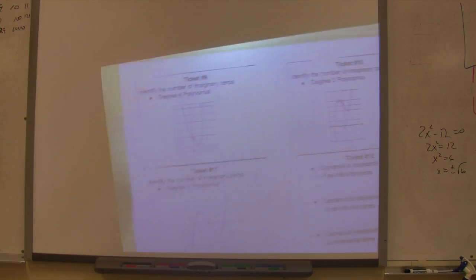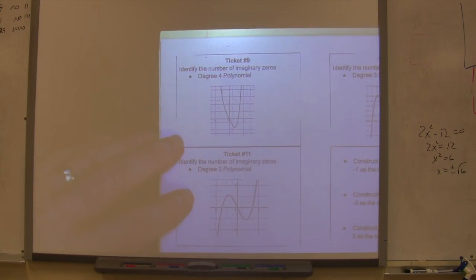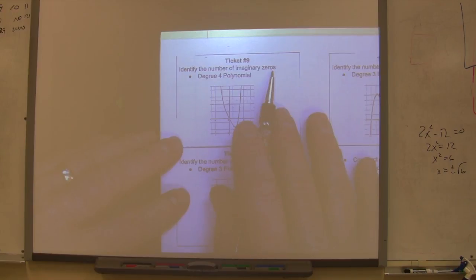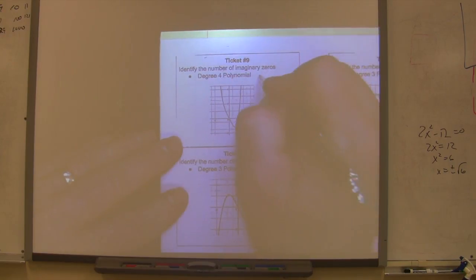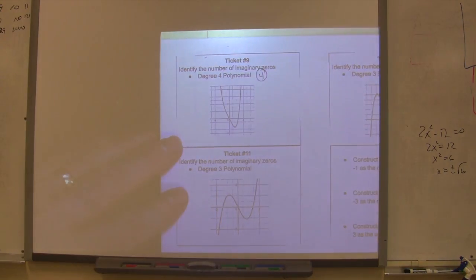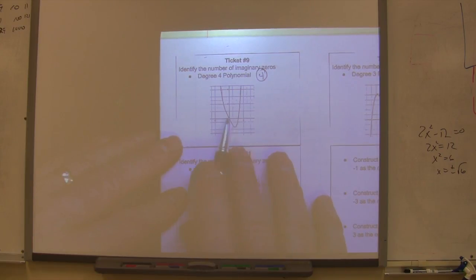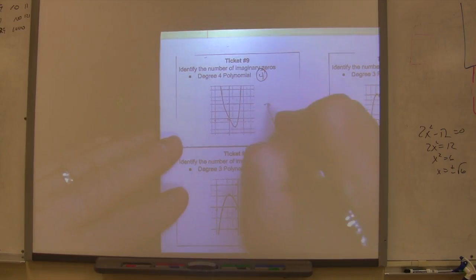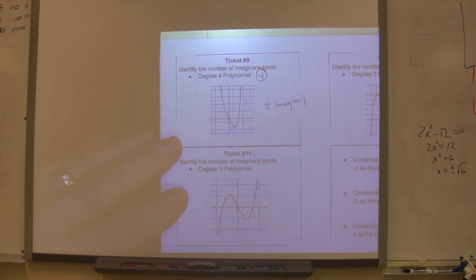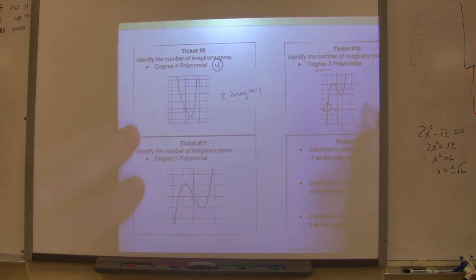On ticket number 9, these are fairly easy. It says identify the number of imaginary zeros, and it says the degree is 4. So if the degree is 4, we should have 4 solutions. But we only have it crossing in 2 points, so that means we have to have 2 imaginary solutions. Here our degree is 3. We only have 1 answer, so again we would have to have 2 imaginary solutions.